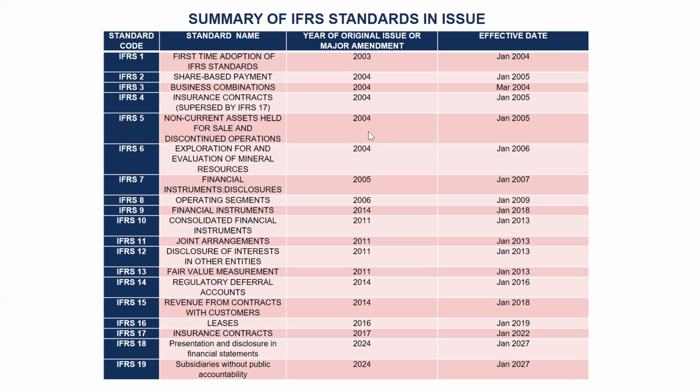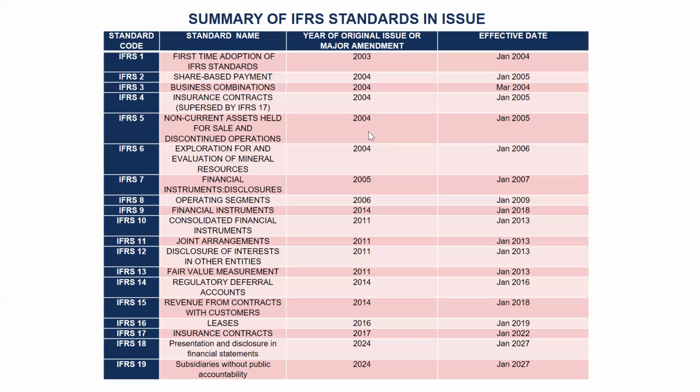And the first IFRS is IFRS 1, which deals with the first-time adoption of IFRS standards. The standard was first issued in 2003 and was effective from January 2004. So any entity that wants to adopt IFRS for the first time, be it that it has been using generally accepted accounting principles or country-specific accounting standards, for example, Egyptian accounting standards or Angolan GAAPs, that entity must use IFRS 1 for guidance on how to adopt the IFRS standards.